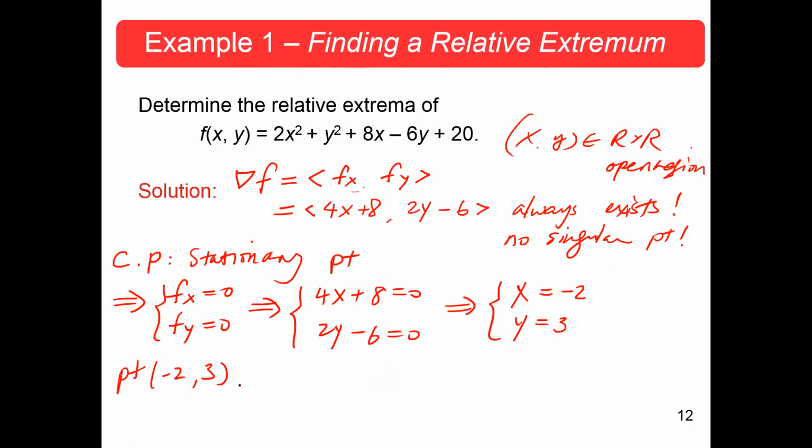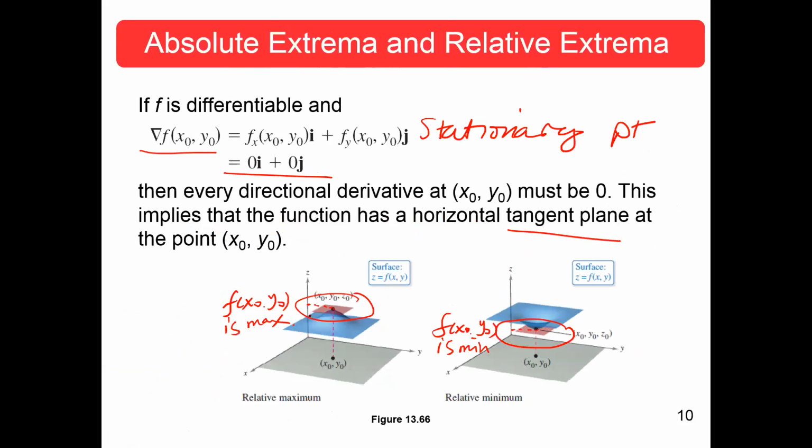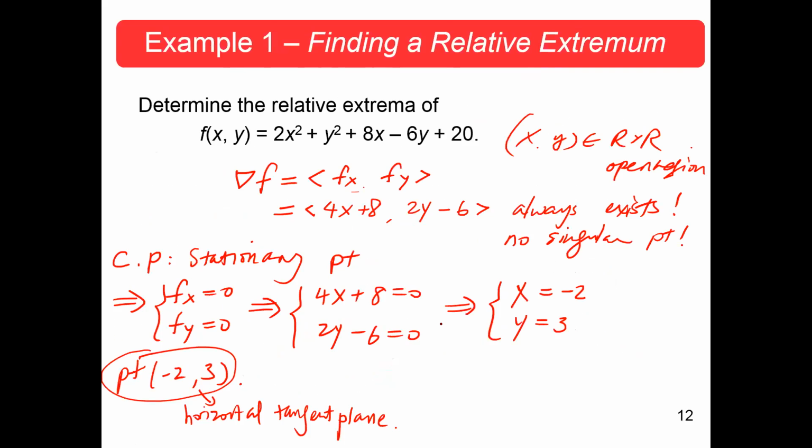Okay, so now the question is, we understand this point is going to be a stationary point, right? Which means it will have a horizontal tangent plane. Like what we did there before, horizontal tangent plane. But whether it's the relative max or relative min is still unknown, right? Whether it's on top or on bottom. So how do we do that?